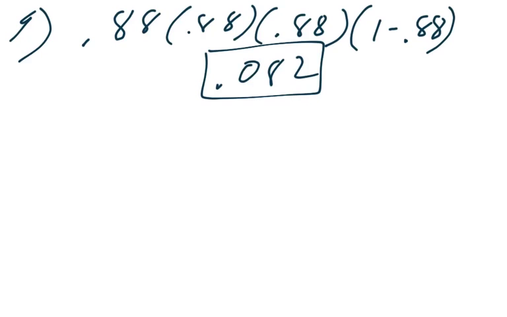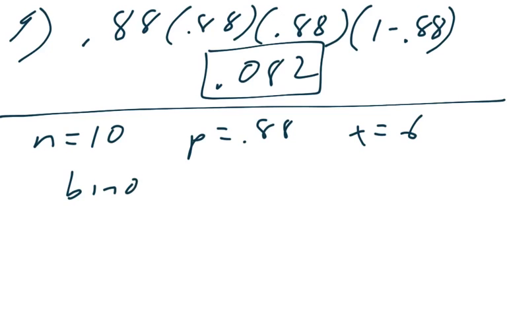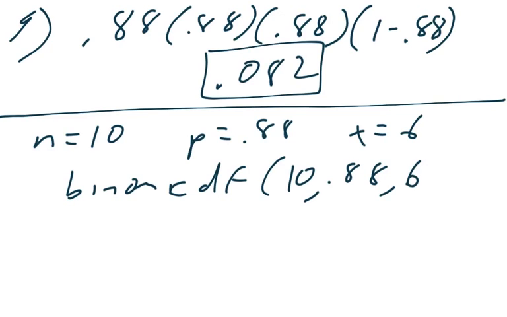What is the probability that he scores 6 or fewer in his next 10 penalty kicks? So we have our binomial, and this is going to be the CDF. So 6 or fewer. So I'm going to do P equals 0.88, and then X is equal to 6 on my binomial CDF. 10 comma 0.88 comma 6, and since we're doing 6 or fewer, this should just give me the answer that I'm looking for. And that's 0.023.